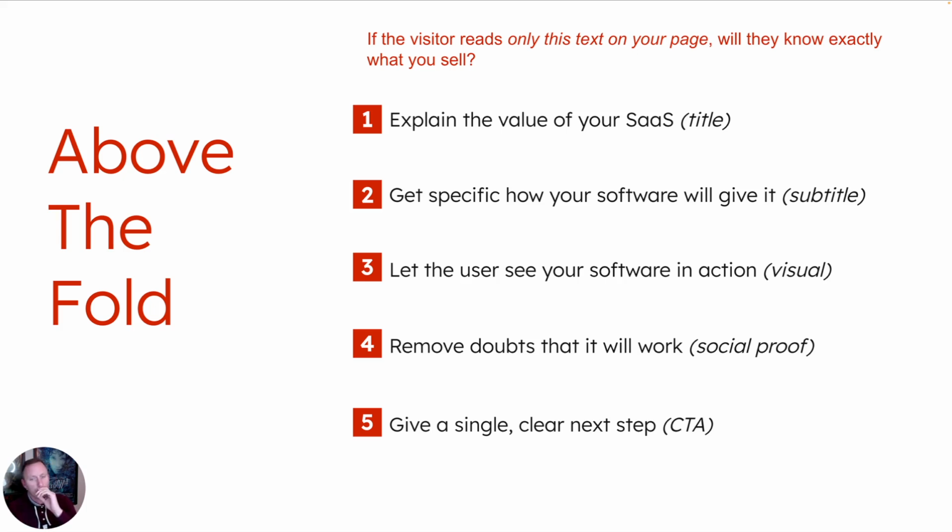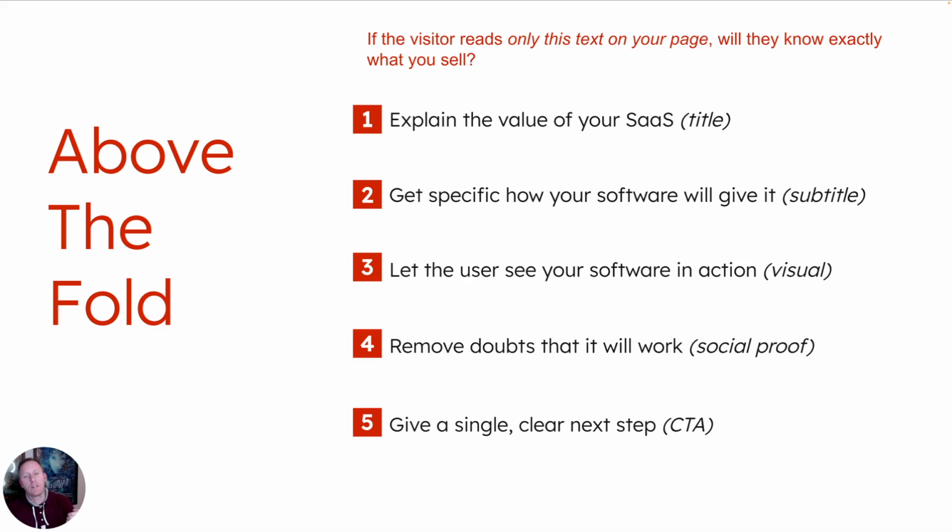Now, the question you have to ask yourself is, if the visitor reads only this part of your page, in other words, above the fold, will they know exactly what you sell? So you have to ask that question and look at it very objectively. So here's the 5 things that really matter in the above the fold section. And we'll go over each of these individually. But first is you need to explain the value of your SaaS. What value does your SaaS offer? In other words, what pain point or problem is it solving? That you do in the title.